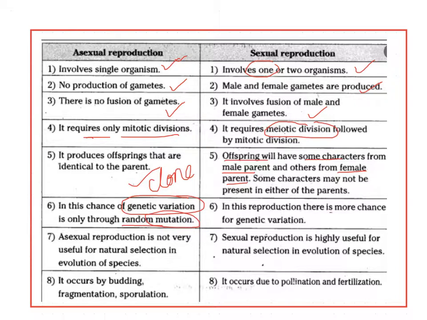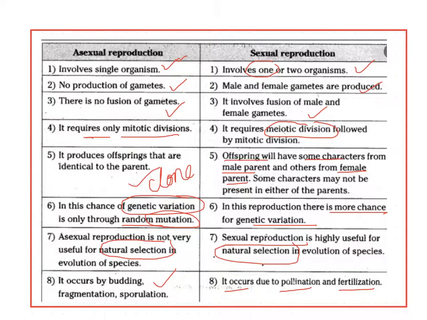But here there are more chances of genetic variation. यहाँ पर genetic variation के बहुत ज़्यादा chances हैं. Asexual process में natural selection का कोई खास असर नहीं पड़ेगा, because all the individuals are the same, all identical to each other. So whatever effect one will have, all will have the same effect. Here, because all individuals are different from each other, natural selection will operate in the species. Asexual reproduction mainly occurs by budding, fragmentation, sporulation. Now in this case it occurs due to pollination and fertilization.